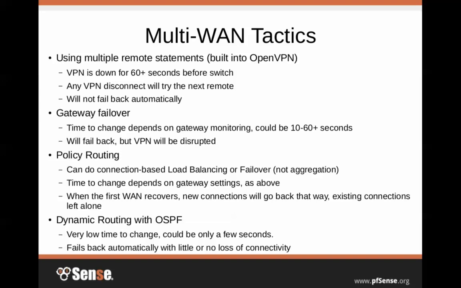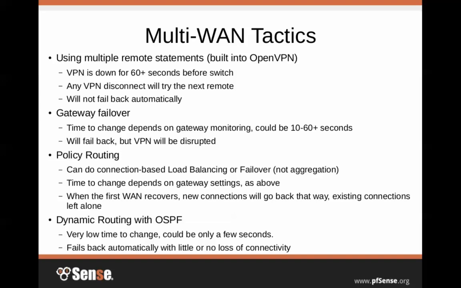Then the next one is gateway failover, which would be using the interface of the VPN itself would be bound to a gateway group. Also, that just depends on your gateway monitoring. It will fail back immediately when the gateway comes back up, the preferred gateway that is, but the VPN will be disrupted at that time.